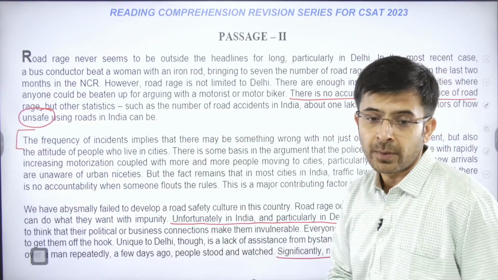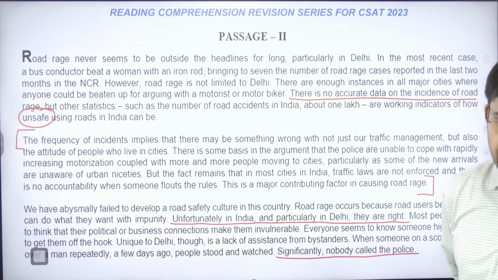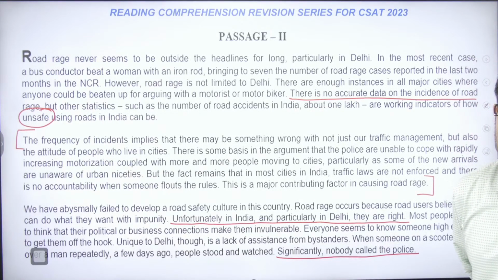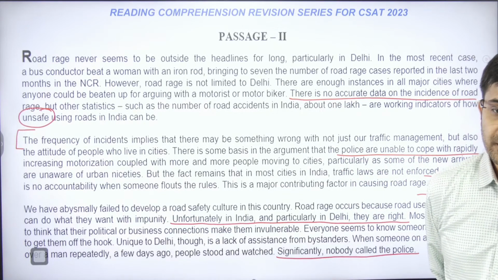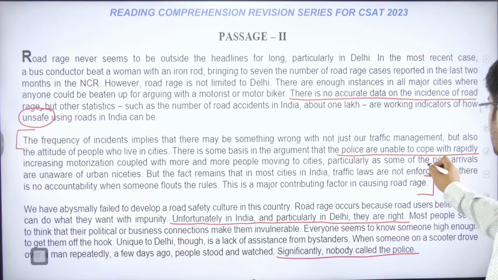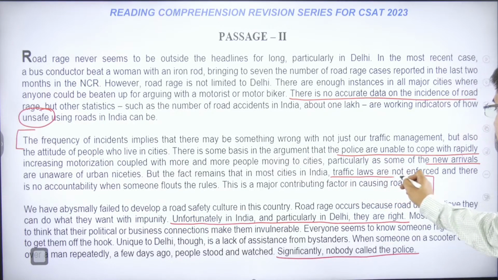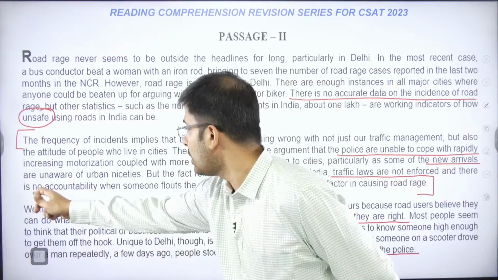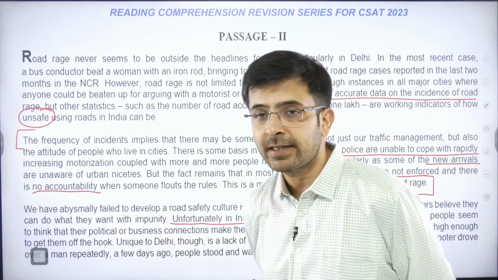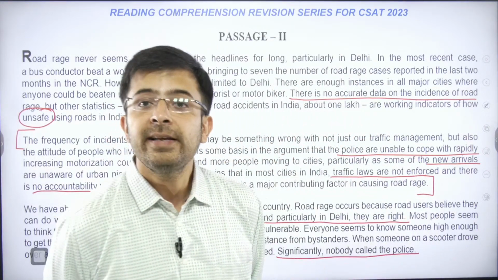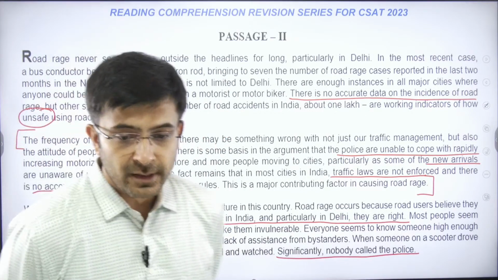The second paragraph now. The frequency of incidents implies that there may be something wrong with not just our traffic management, but also the attitude of people who live in cities. Police are unable to cope with rapidly increasing motorization. The new arrivals are unaware of urban niceties, but the fact remains traffic laws are not enforced and there is no accountability. This is a major contributing factor in causing road rage. So the author has listed the reasons for road rage in India.